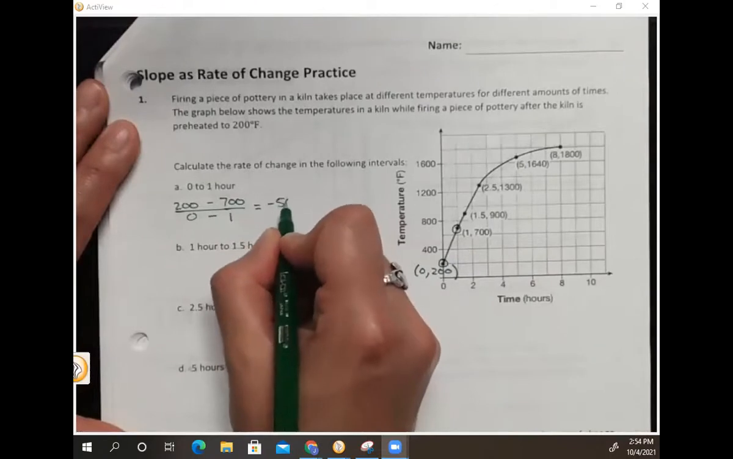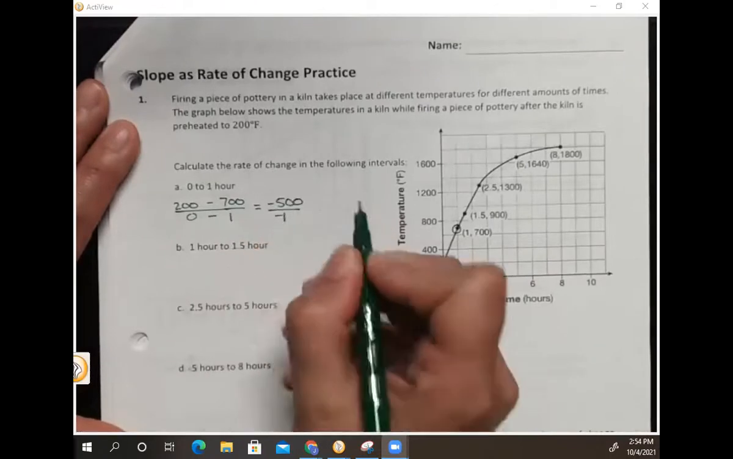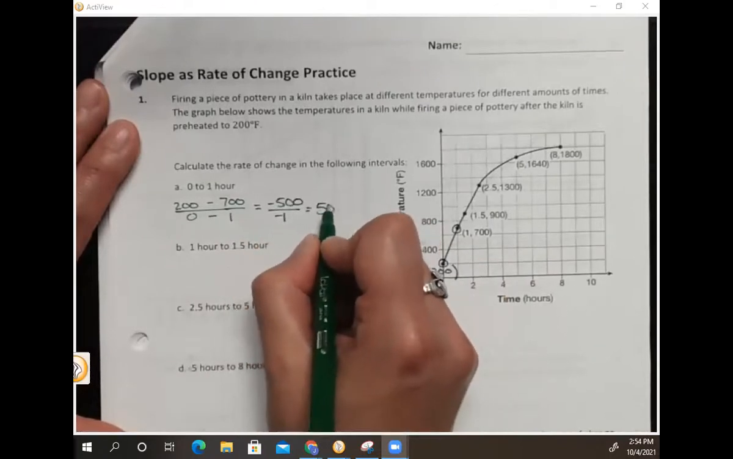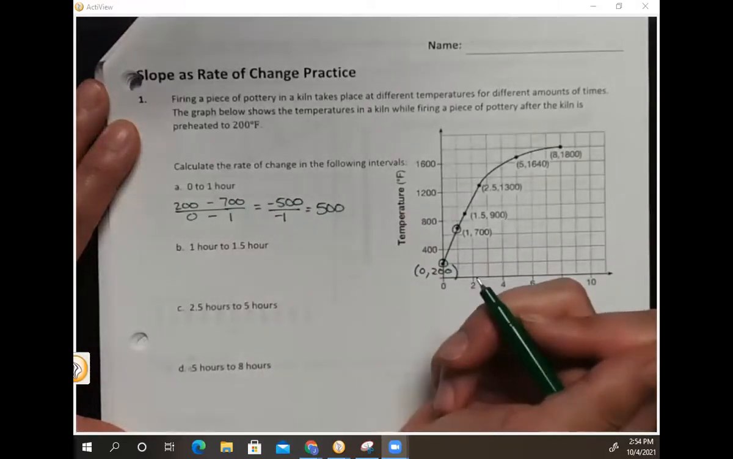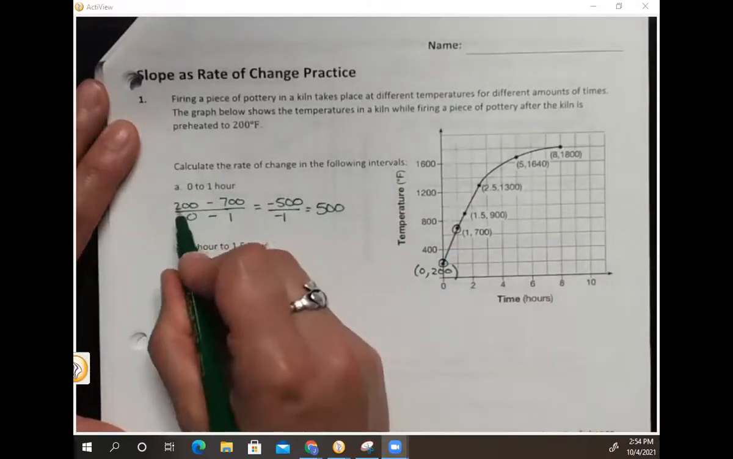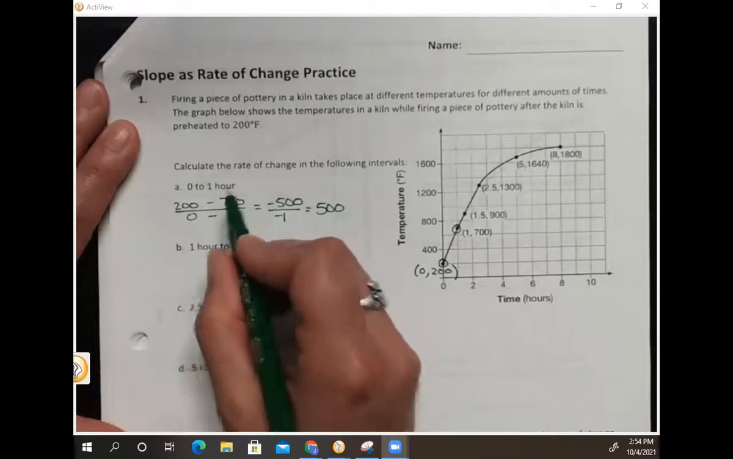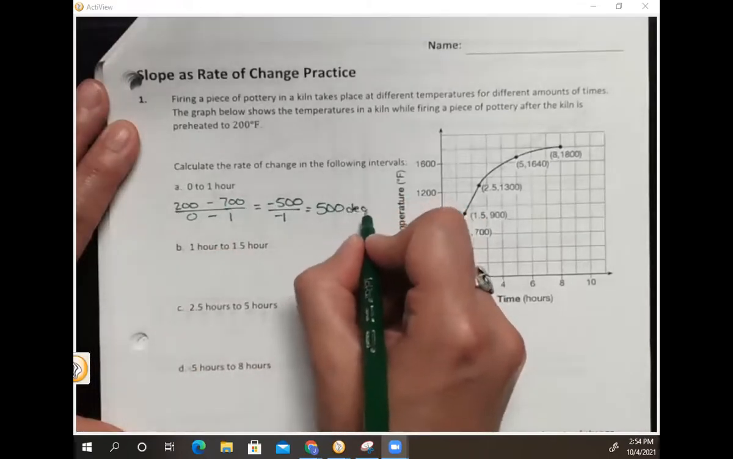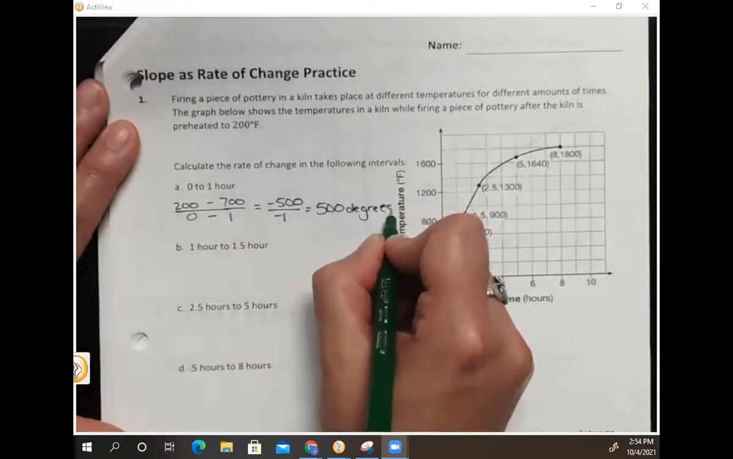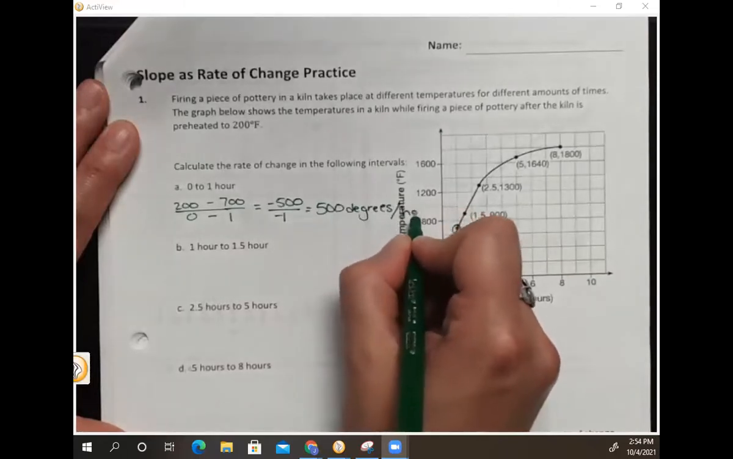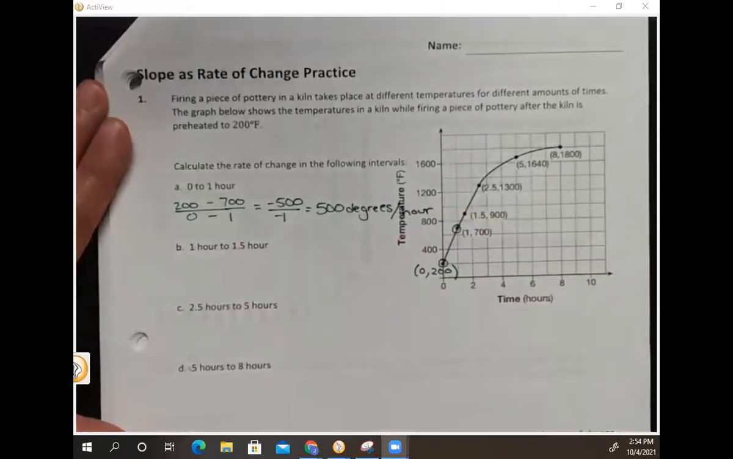So I get negative 500 over negative 1, which would just be 500. And our label here would be degrees, since those are our top values. These are degrees, temperatures. So degrees per hour. So my first rate of change is 500 degrees per hour.